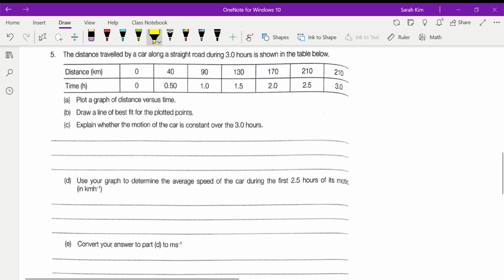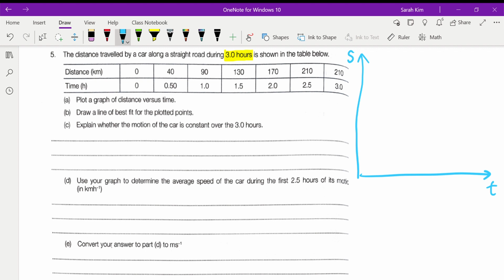Right, so this one, there's a fact over here: the distance travelled by the car, and the time was 3 hours. First of all, we've got to plot a distance versus time graph. Oh, a bit wonky. Obviously, if you're doing it in a test, you would try to use a ruler and make it a little bit nicer.